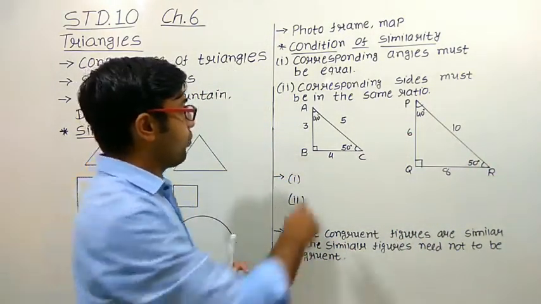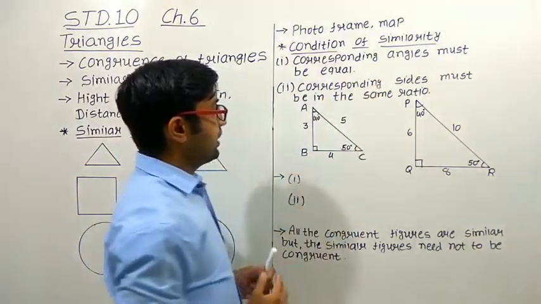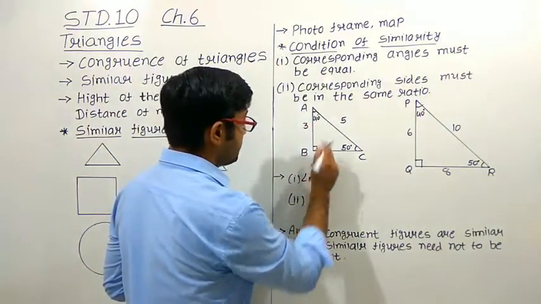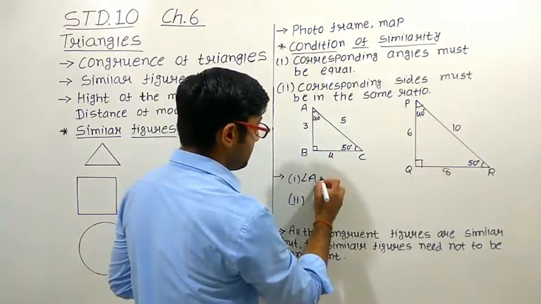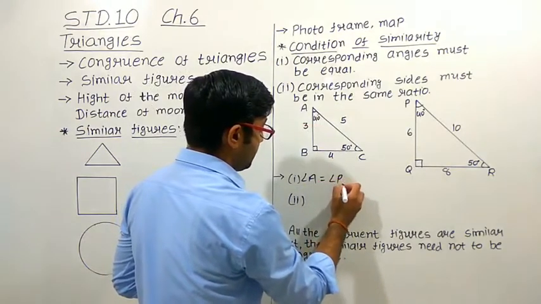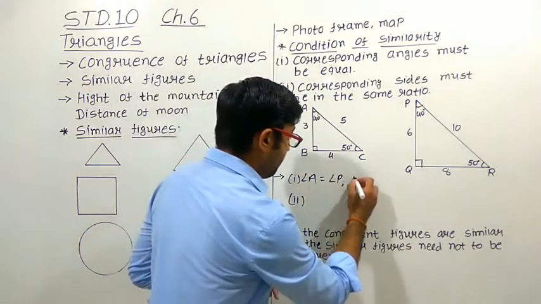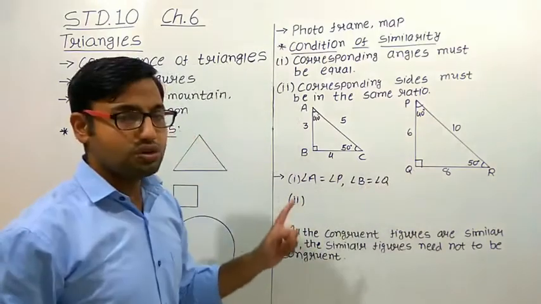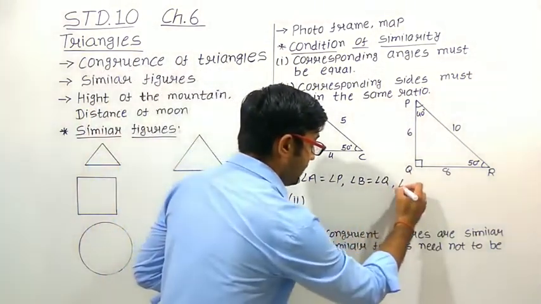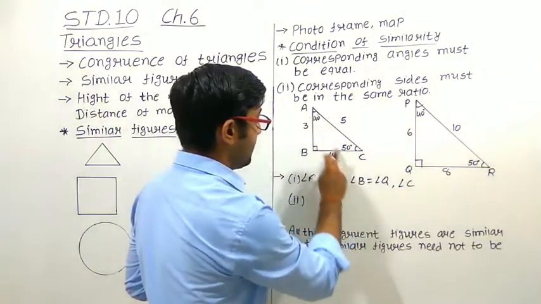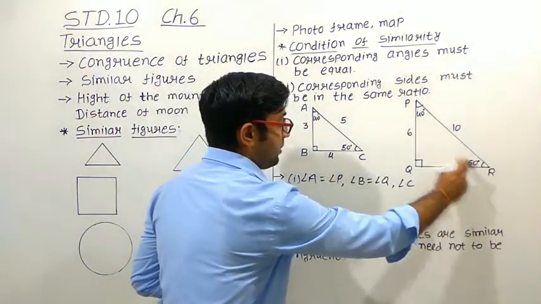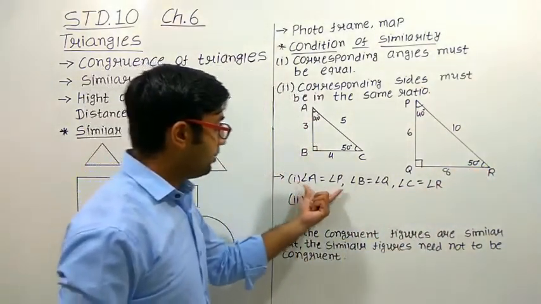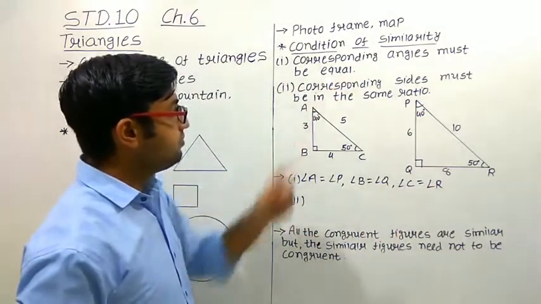According to the first condition, all the corresponding angles must be equal. Here angle A is 40 degrees, and here angle P is also 40. So both these angles are equal. In the same way, angle B is the right angle, and here angle Q is also the right angle, so both are 90 degrees. Angle C in this triangle is 50 degrees, and in this triangle angle R also has the value 50 degrees. So all the corresponding angles are equal.